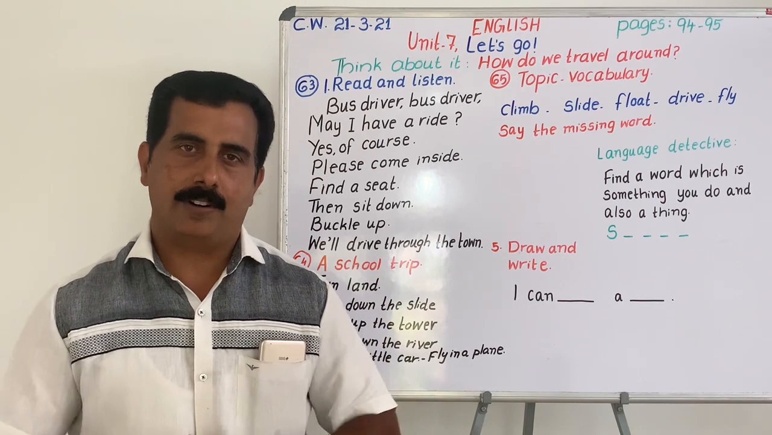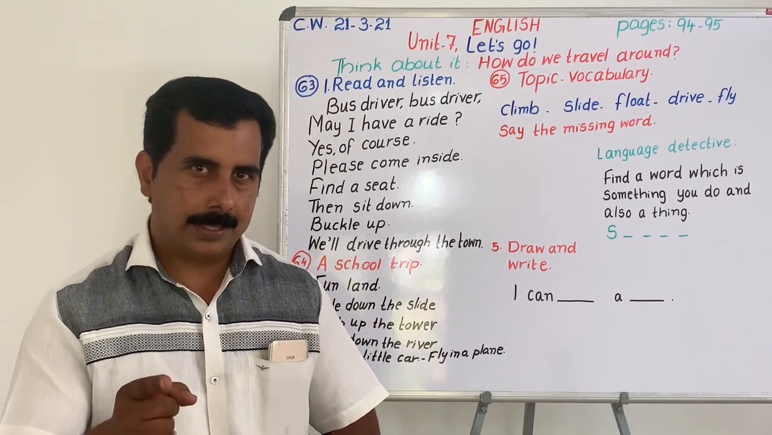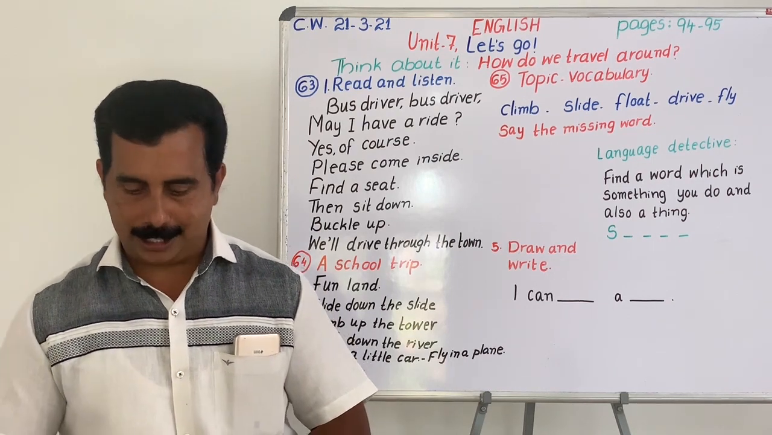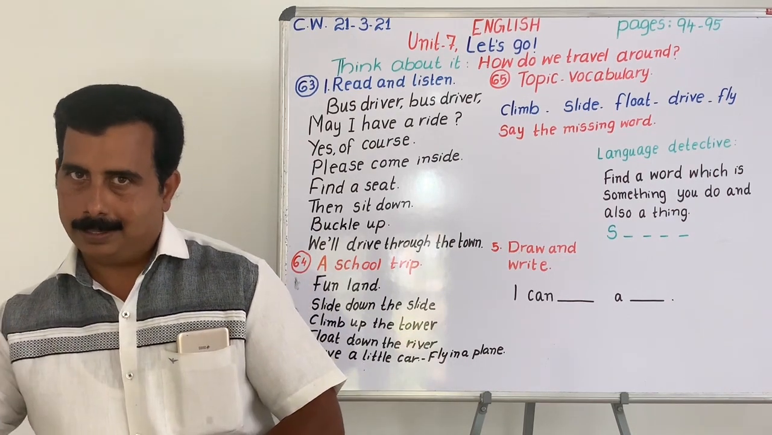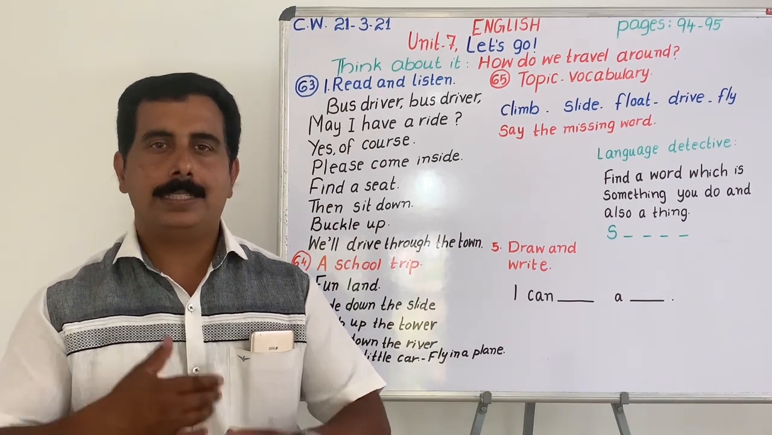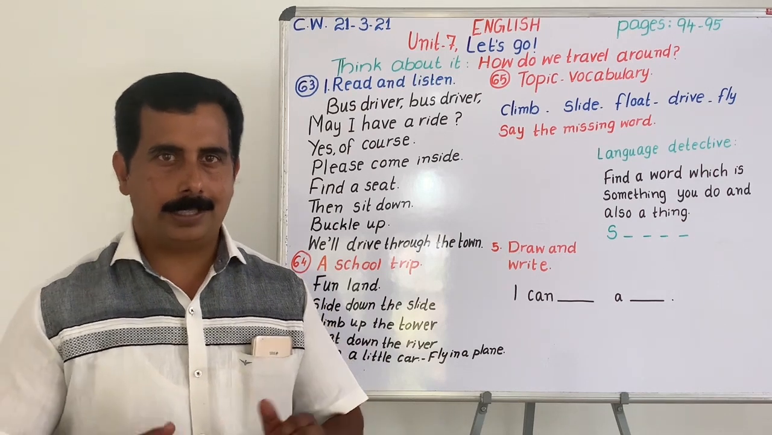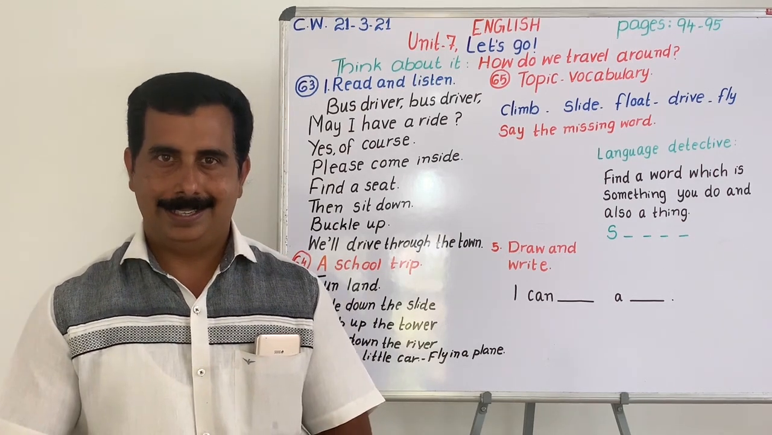Okay, you reach the fun land. Look in the book carefully. Which color bus did you get? Yellow color bus. And what's the name of the park there? Fun land. You reached there. And what are the items that fascinated you? Or what are the items you noticed there in the park?